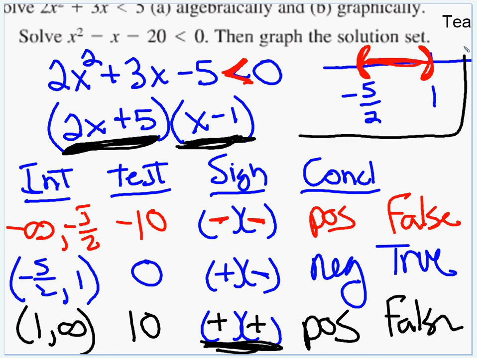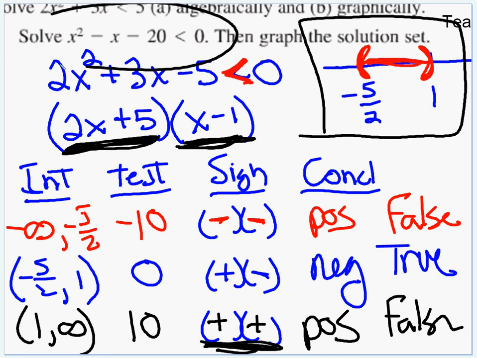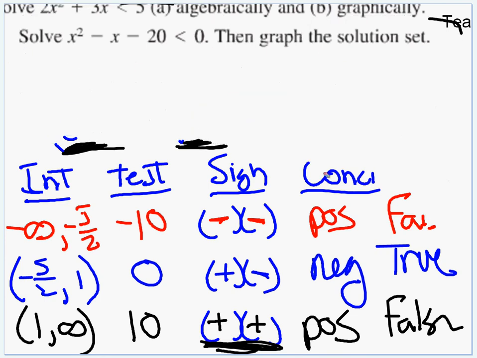So there's our graphical solution. All numbers between negative 2.5 and 1 will make the inequality true. Any other number will make it false.